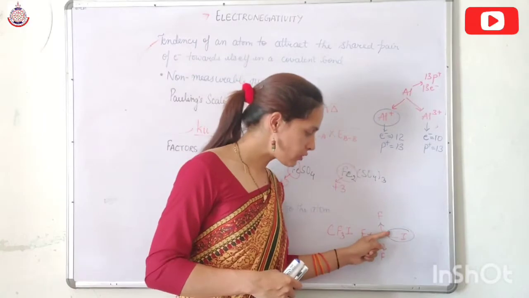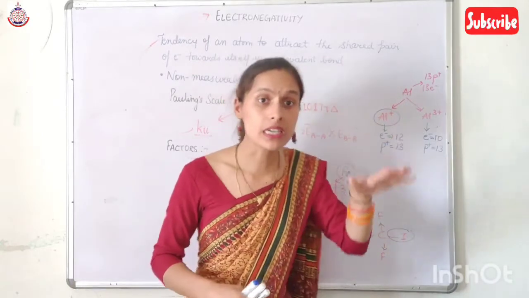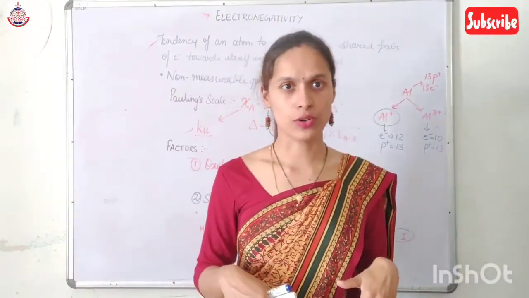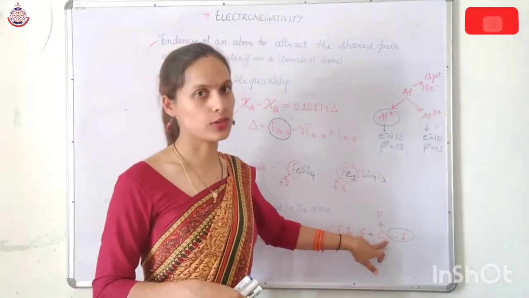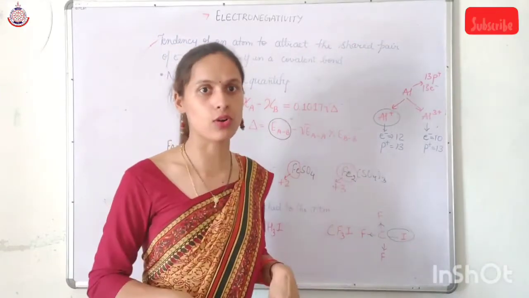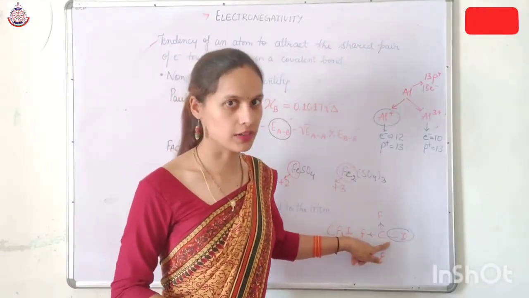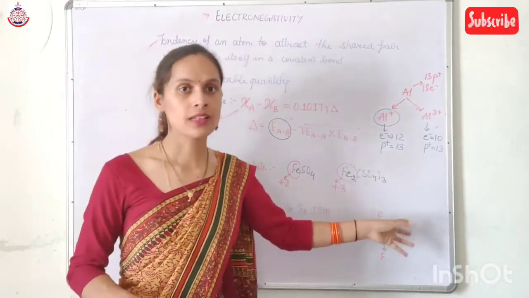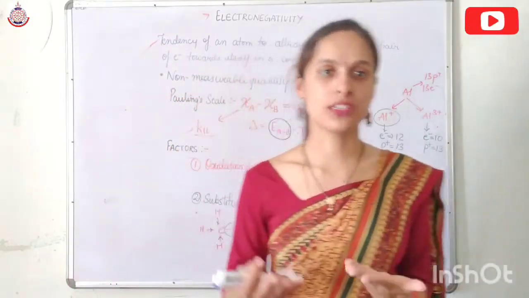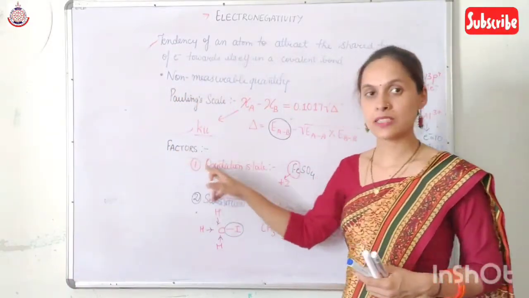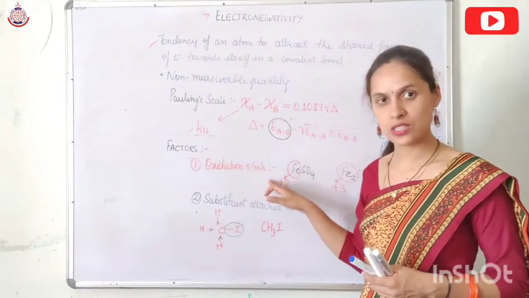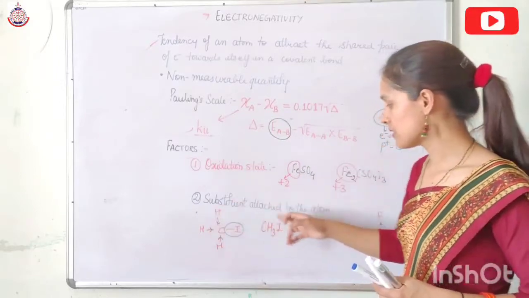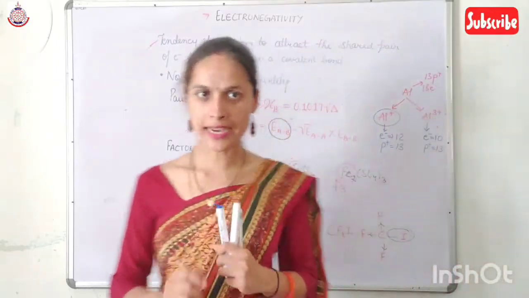But in this case, the electron cloud density around the carbon decreases, so it requires electrons, and that's why it becomes electronegative. It has the tendency to accept electrons. So due to the replacement of the hydrogen by fluorine, the electronegativity of the carbon changes. So the electronegativity depends upon these two factors. One is the oxidation state: greater the oxidation state, higher is the electronegativity, and another one is the substituent attached to the atom.